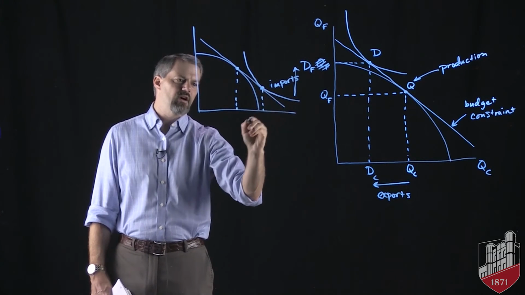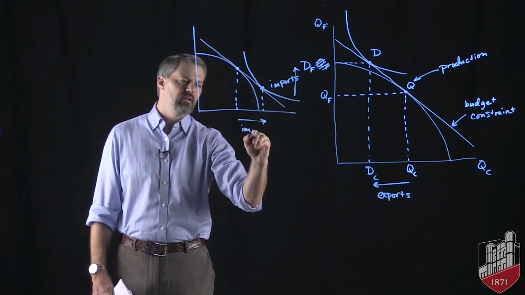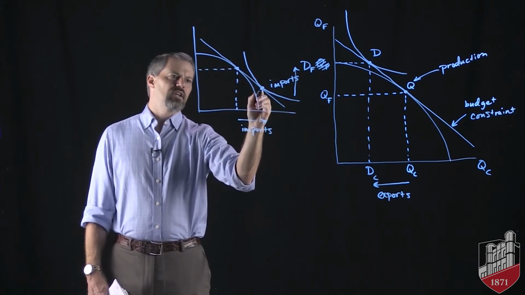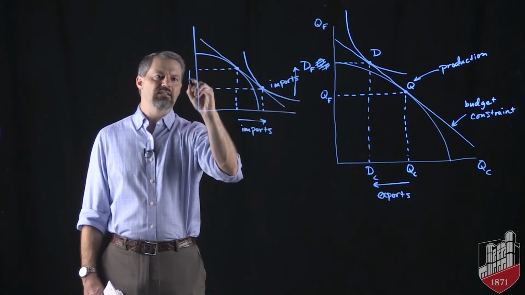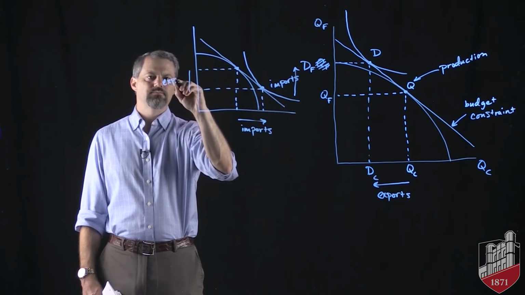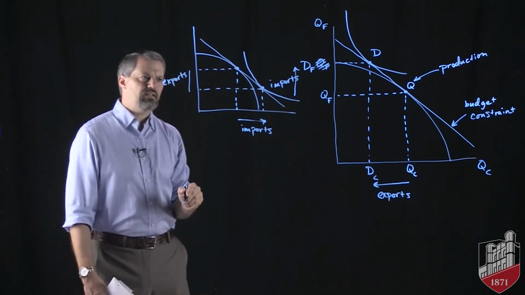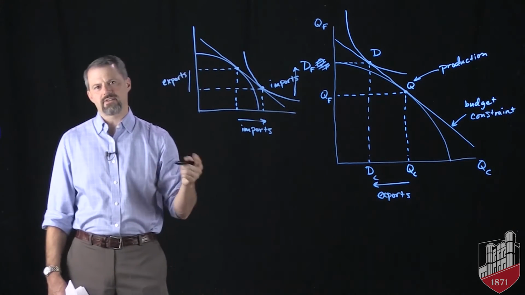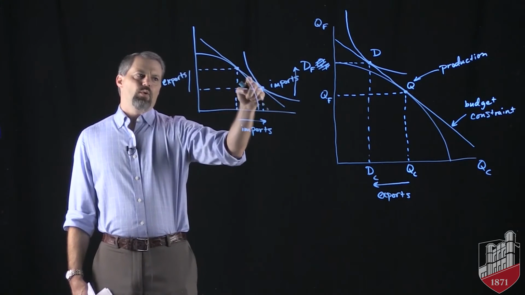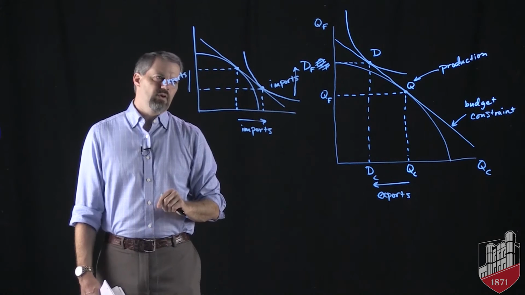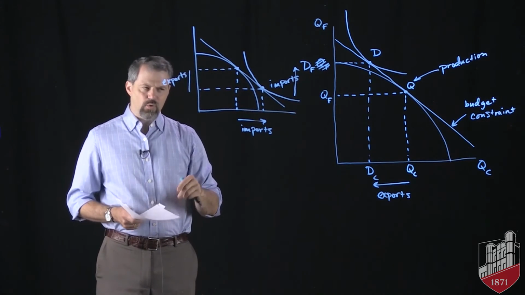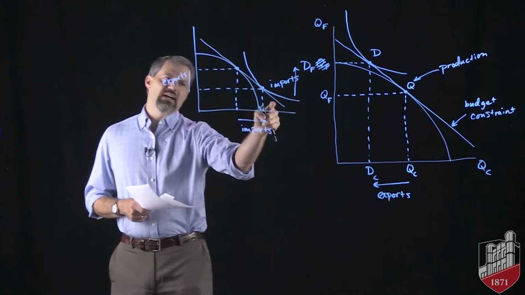Here's consumption of cloth, so they would be importing. That's imports. Here's production of food. Here's how much food they're actually consuming, so that distance right there would be the exports of food. So whether or not the economy imports a good or exports that good depends upon its production point relative to its consumption point. Okay? What we need to do now is think about what happens when the relative prices change.